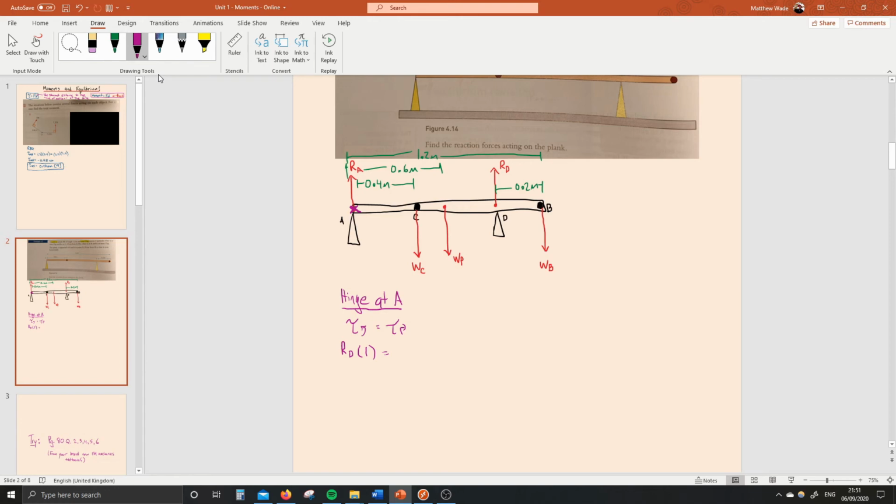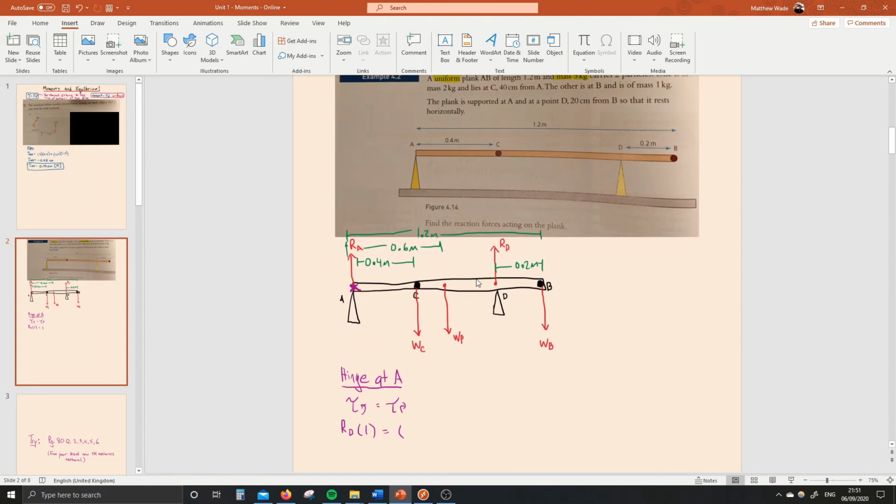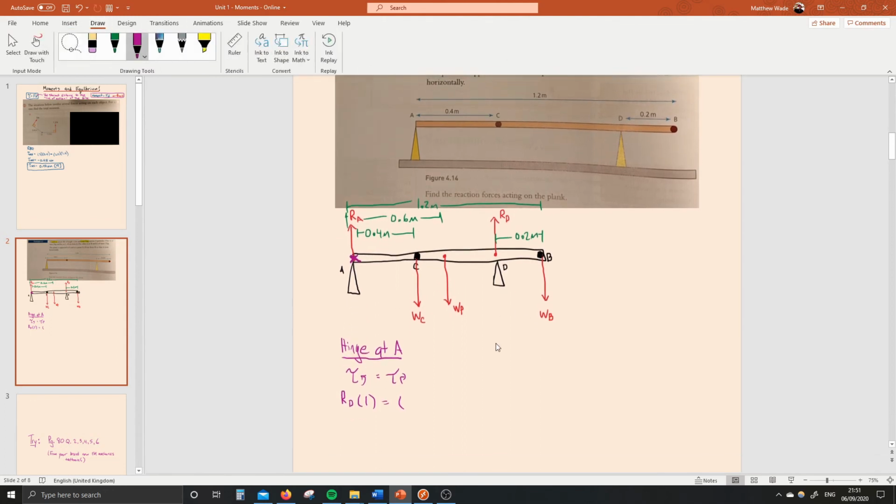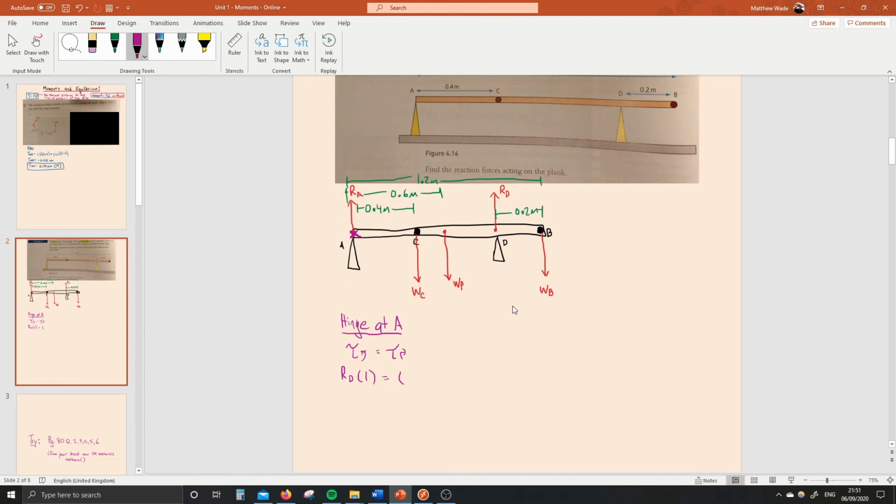So WC to begin with, just because it happens to be the first one. Well, how much did C weigh one more time? C weighs 2 kilograms. So the formula for weight, don't forget, is W equals mg, right? So here we go. The mass is 2, g is always 9.8, and the distance to it is 0.4. Cool? So it's this, yeah, hopefully that's okay.